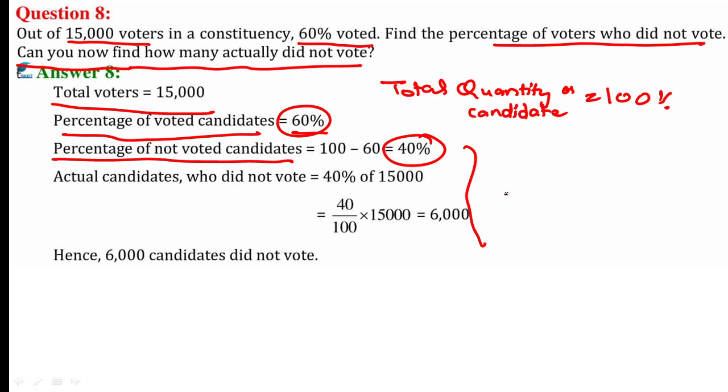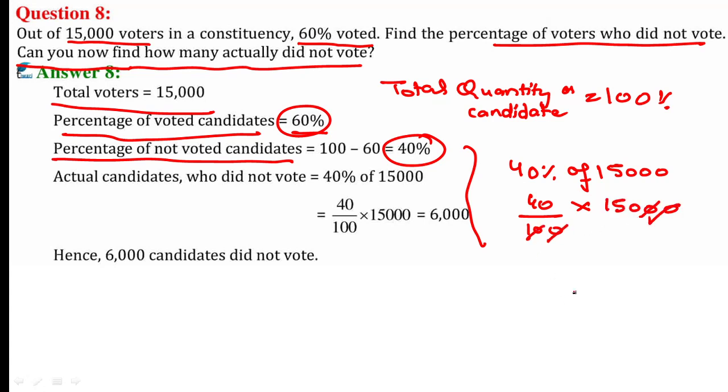So you have to calculate the number of non-voted candidates. How will you calculate? You will calculate 40%, that is non-voted, of the total votes, that is 15,000. So 40 upon 100, the percentage is removed by dividing by 100. Of means multiply, 15,000. These two zeros will cancel. You will obtain 6,000 candidates. 6,000 candidates are 40% of this 15,000. So 6,000 candidates did not vote. This is your required answer.